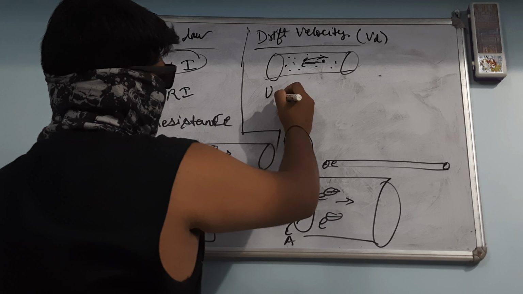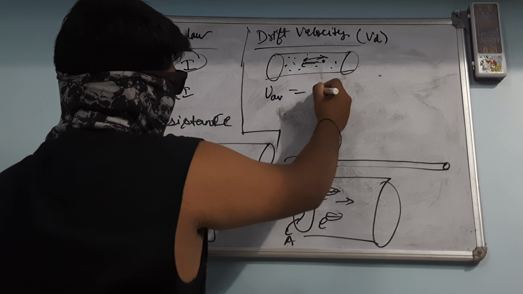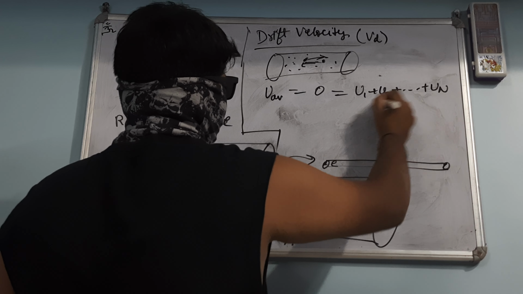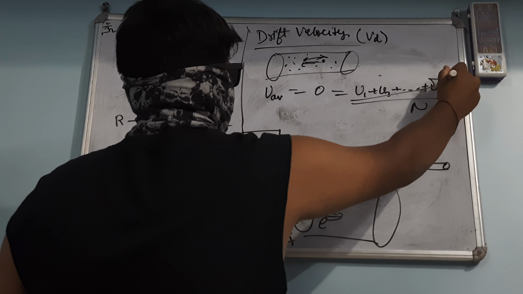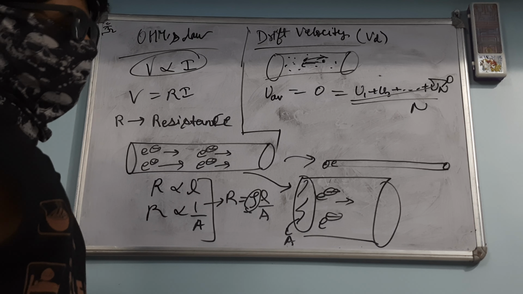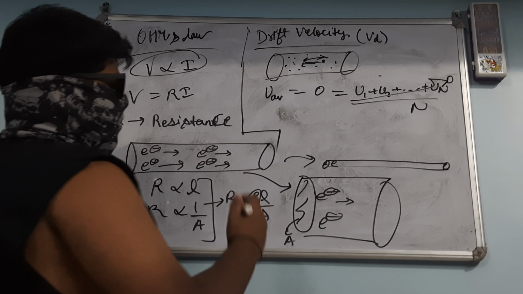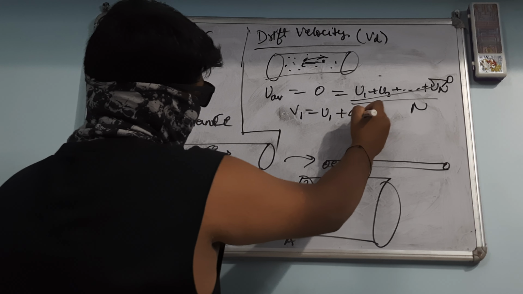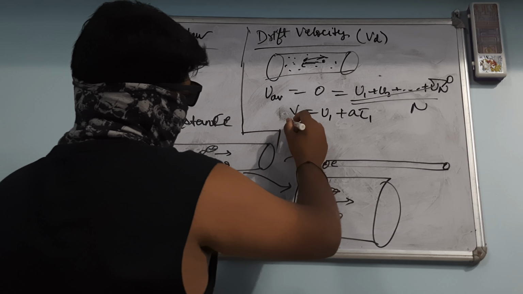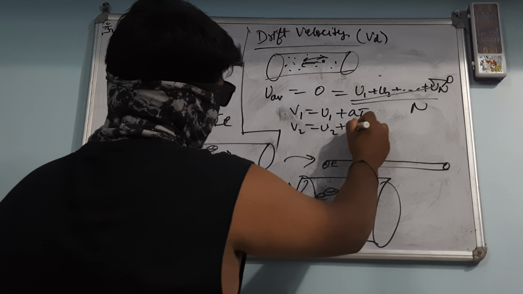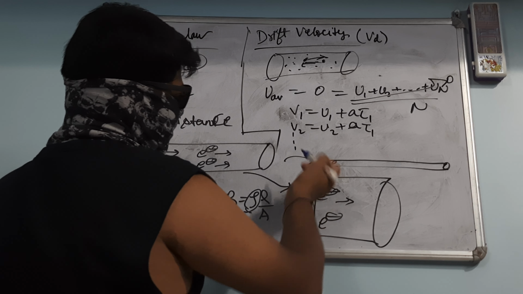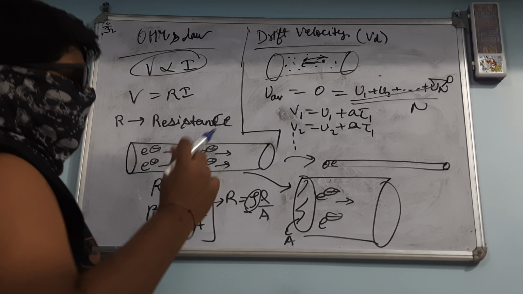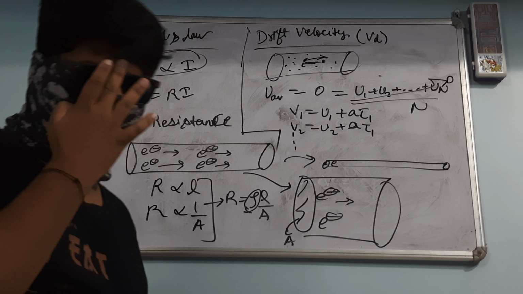That's why the u average, (u1 plus u2 plus ... un) by n, is equal to 0. So what is drift velocity? V1, the final velocity, is u1 plus a into time. The average of all the speeds of these electrons present inside is known as drift velocity.